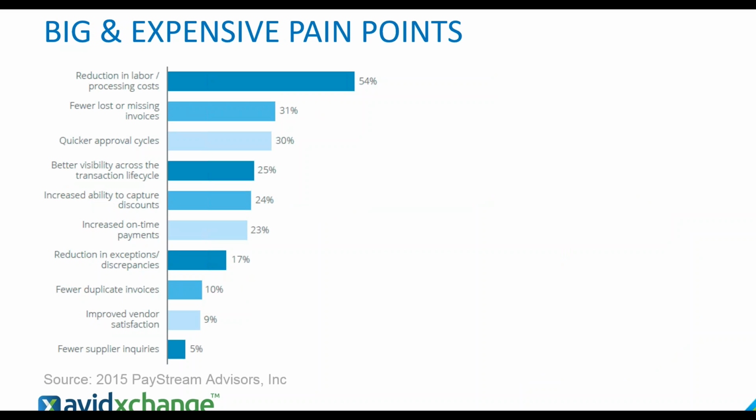So the reason that clients look to automate their AP and their payments is that, frankly, they're big, expensive pain points. And so you can see that this study from PayStream Advisors in 2015 details what those pain points are. A lot of times it's around trying to reduce the labor and processing costs in having to deal with those paper invoices and paper checks. Some of them are wanting quicker approval cycles, and some of them are just looking to be able to make their payments on time. It might be just as simple as having difficulties with late payments going out and paying those expensive fees that go along with them. These are just a handful of the problems that we solve for clients who choose AvidXchange for their AP automation solution.